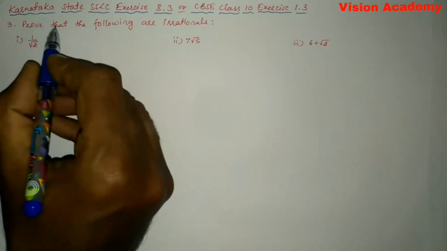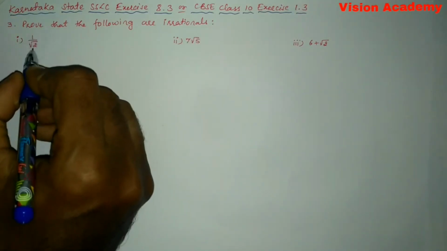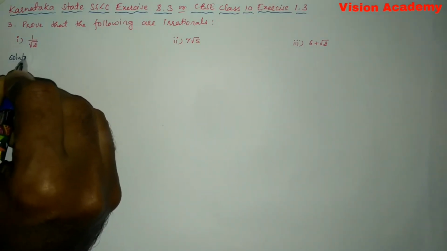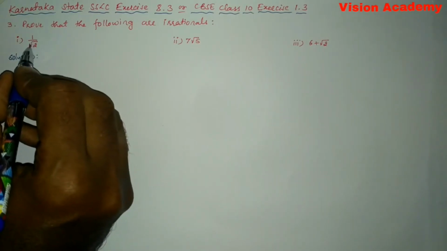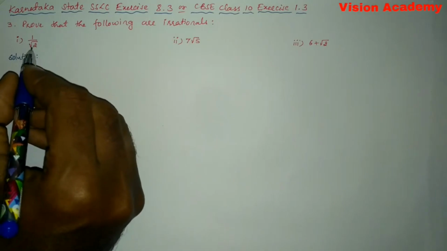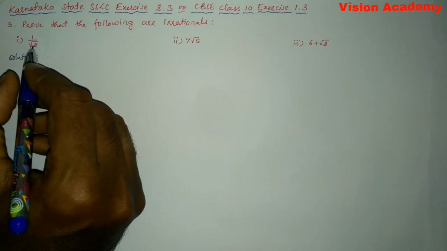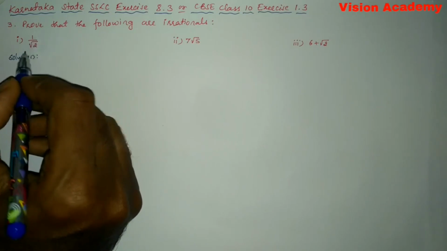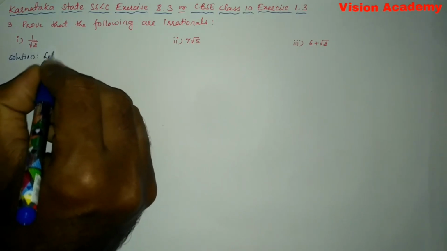Question number 3. Prove that the following are irrationals. Roman number 1, 1 divided by square root of 2. Let us find the solution for the given problem. Here we are going to assume this as a rational number, and we are going to come to a contradictory statement, and finally we are going to conclude that the given number is an irrational number.